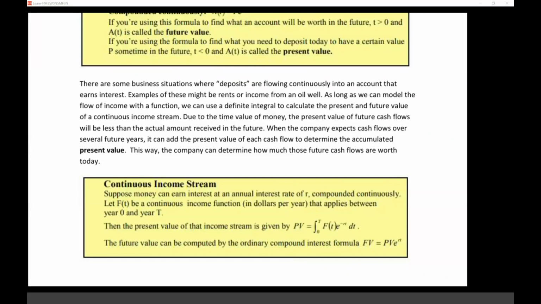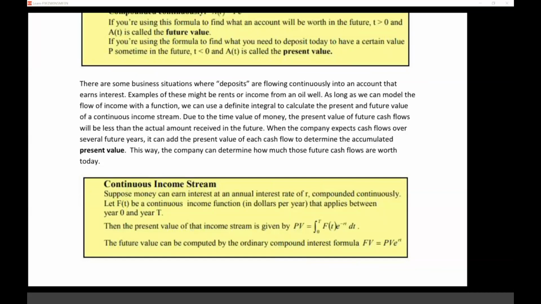So again, here's this time value of money idea, where the present value of future cash flows is less than what you actually receive in the future, because you've got the benefit of interest. So when a company expects a lot of cash flow, they can figure out the accumulated present value, and they can determine how much those future cash flows are actually worth.